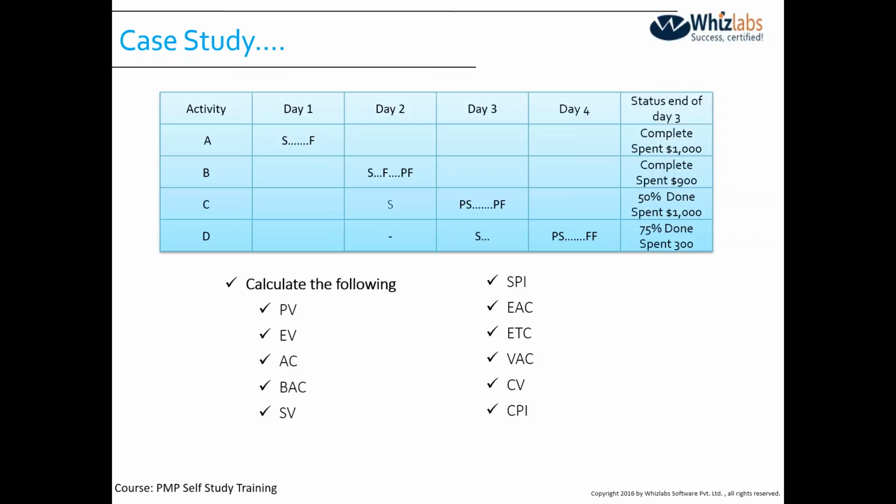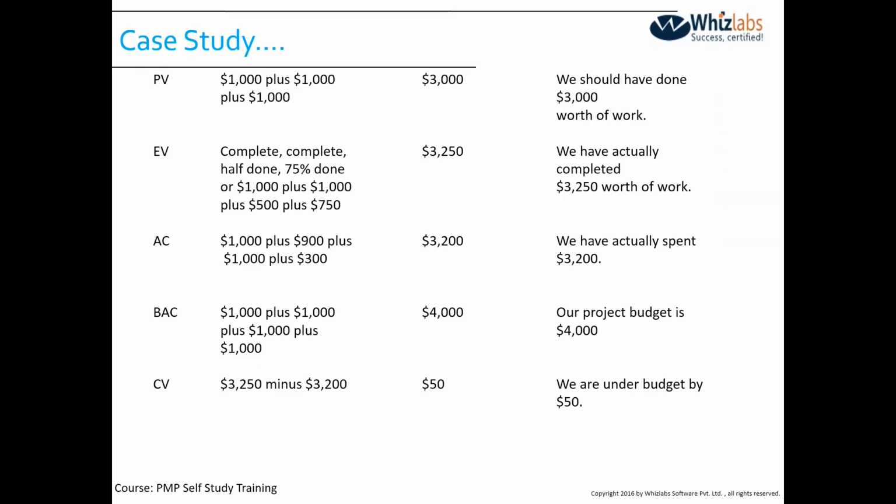Remember one thing. When I'm saying EV here, I'm actually not talking about spent, which is 1,000 in the first case, 900 in the second case, 1,000 in the third case, 300 in the fourth case. Spent is nothing but a cost here. What I'm talking about is the earned value, not the cost. That is the reason it is 1,000, 1,500 and 750, which comes to 3,250. So at the end of day 3, we have actually completed 3,250 worth of work as compared to $3,000 worth of work. Okay, so we are doing pretty good.